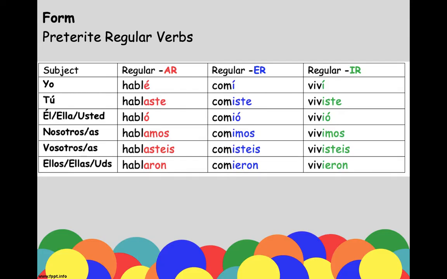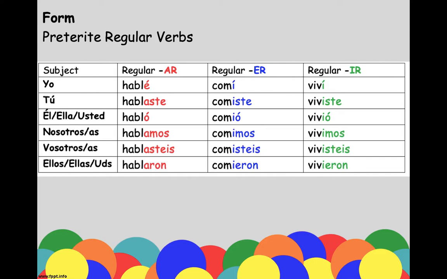So if we have a little look at the summary of how to form preterite tense with regular verbs, here you've got the AR regular verbs in red. So for example, hablar, the verb to speak, would be hablé, I spoke, hablaste, you spoke, habló, he or she spoke, hablamos, we spoke, hablasteis, you plural spoke, hablaron, they spoke.